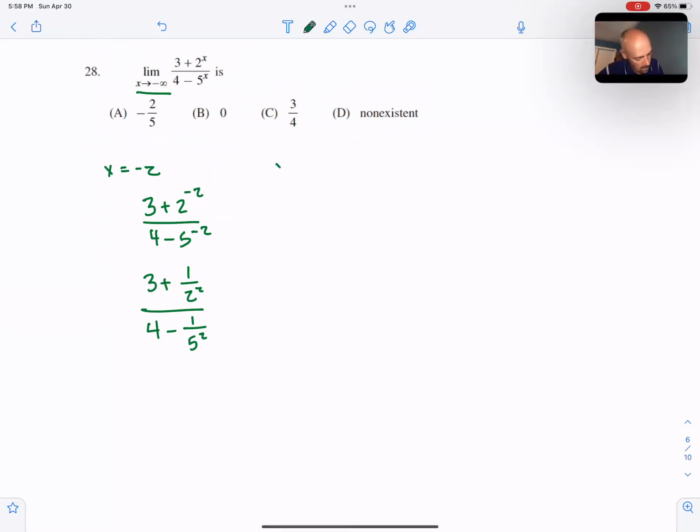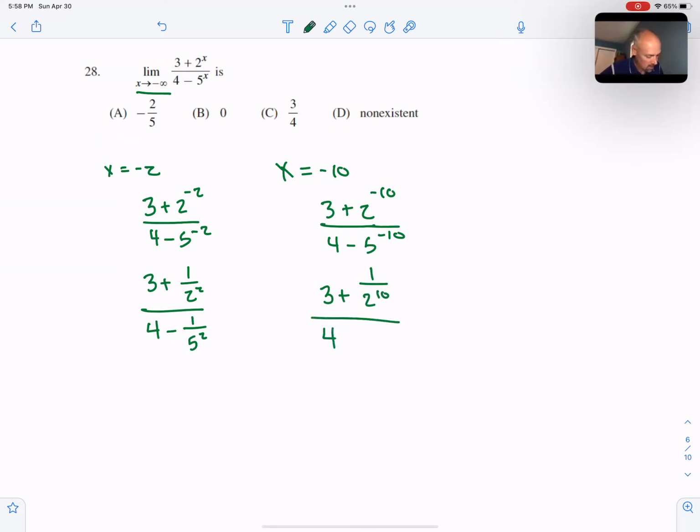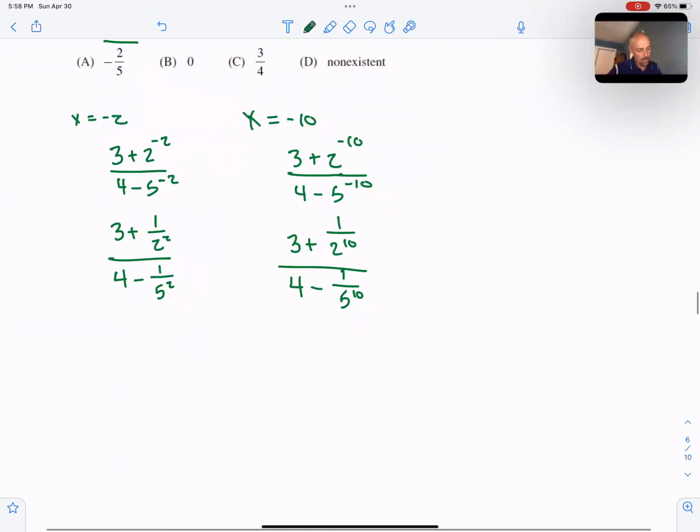Okay. Now I'm going to plug in another x as I'm approaching negative infinity. So now I'm going to do -10. Same thing. 3 plus 2 to the -10th over 4 minus 5 to the -10th. I can rewrite that as 3 plus 1 over 2 to the 10th over 4 minus 1 over 5 to the 10th.